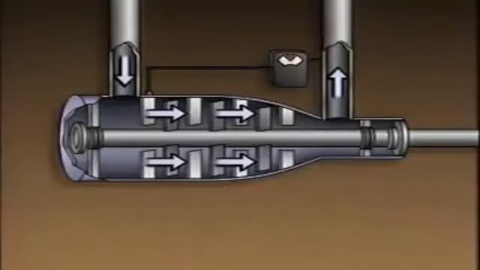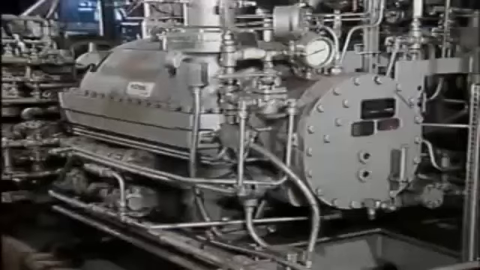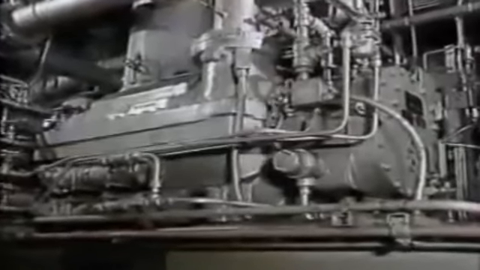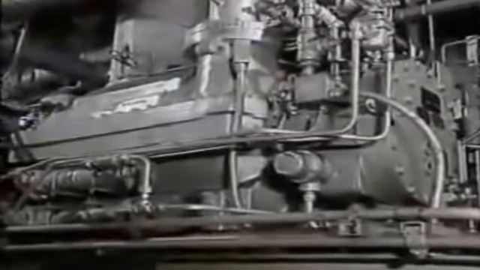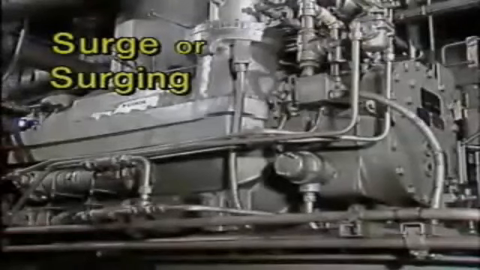For a given discharge pressure, a compressor has a certain minimum flow rate. Below this flow rate, the compressor becomes unstable. A decrease in flow below the minimum flow rate can cause a series of momentary reversals of flow through the compressor. This situation is called surge or surging.